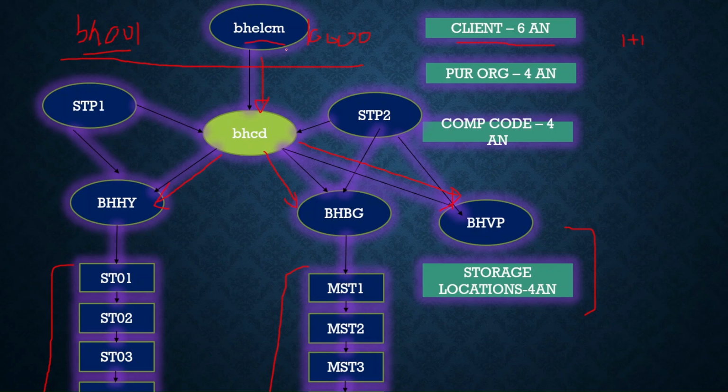So it can be maximum 6 alphanumeric. The company code and all other data can be maximum 4 alphanumeric. Here you can see it's alphabet only. Here it's a combination of both alphabet and numeric. Here also a combination of alphabet and numeric.